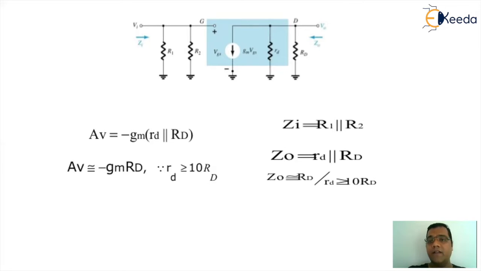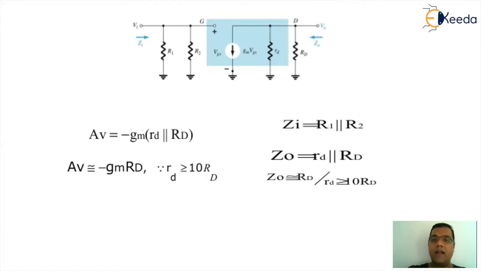If the RL is given, the equation will get modified into AV as minus of GM RD parallel RL. The input impedance for the circuitry measured here will be Ri as R1 parallel R2, and the output impedance will be ZO equal to RD. So this is how you try to analyze a circuitry for the voltage gain, input impedance and output impedance.